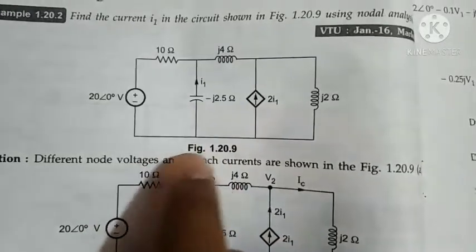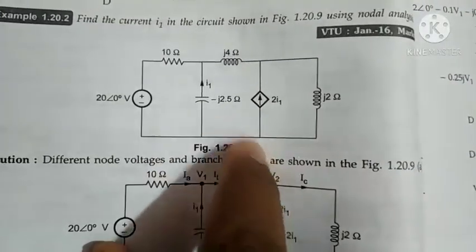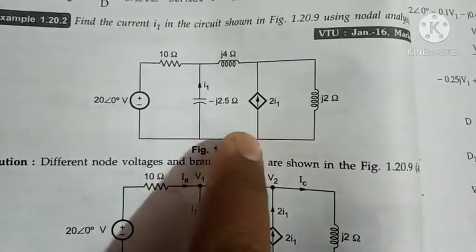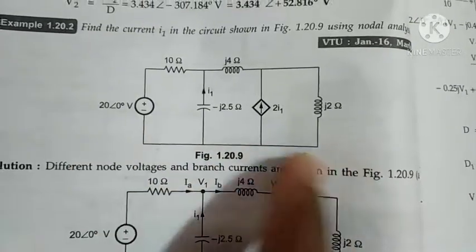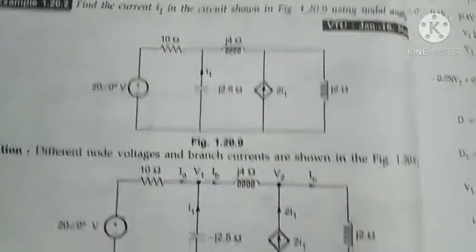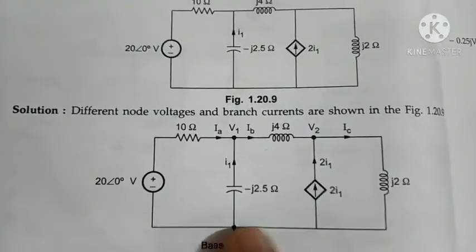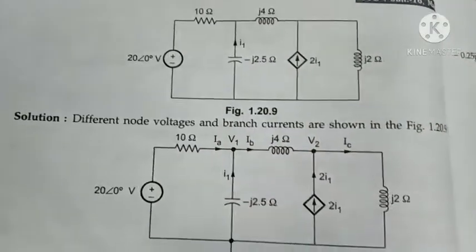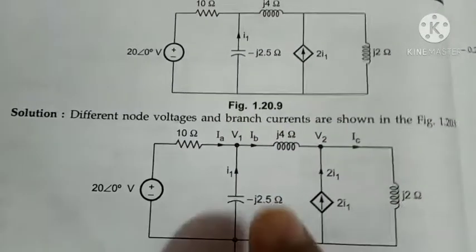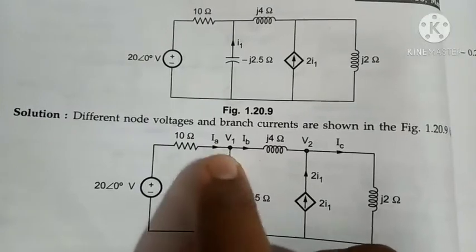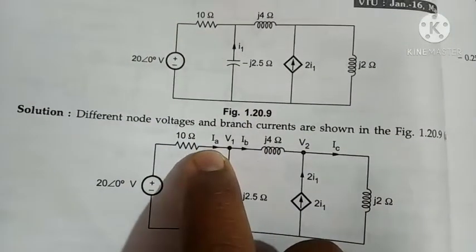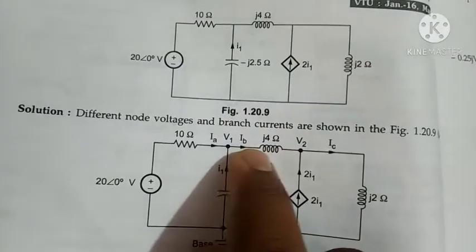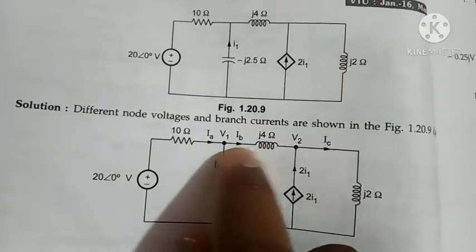I cannot take these two as separate nodes because there is no element in between them. So all these points we consider as a single node. Here we have taken that as V3, or we have taken it as ground, and the other two nodes I have taken as V1 and V2. Now let us take the currents as IA, IB and I1. Randomly they have been chosen. This is already the current we have chosen for this.